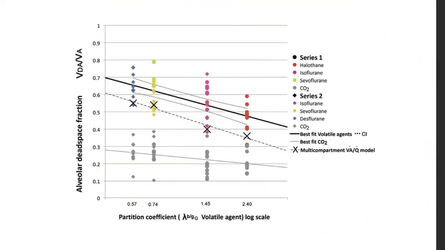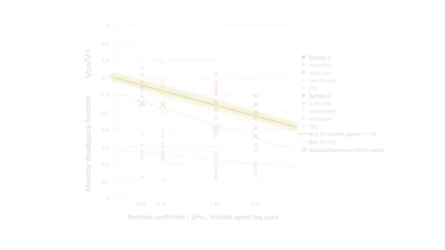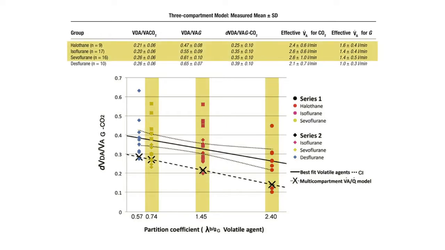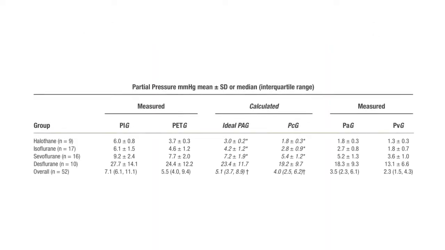They found that the alveolar deadspace fraction was inversely related to the anesthetic's blood solubility, with deadspace being significantly larger for each volatile agent than for carbon dioxide. For all agents other than isoflurane, there was a significant difference between the ideal alveolar partial pressure and the in-capillary partial pressure they calculated from the Riley model, which should be identical.